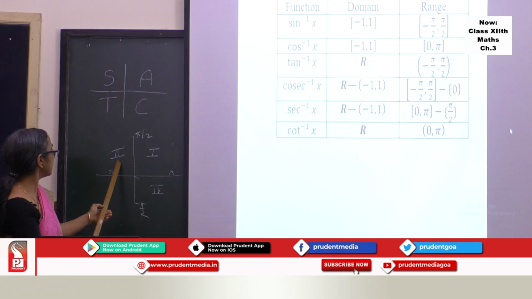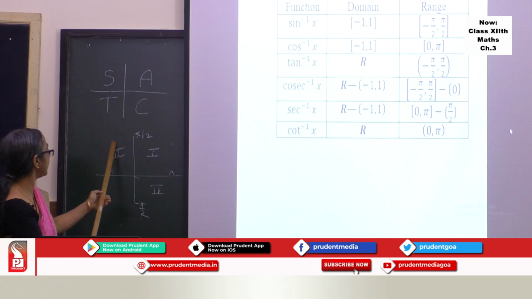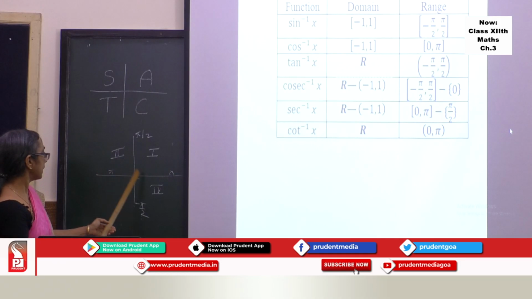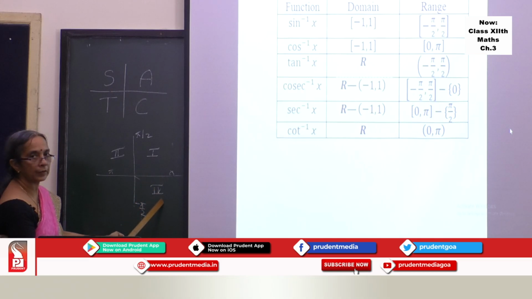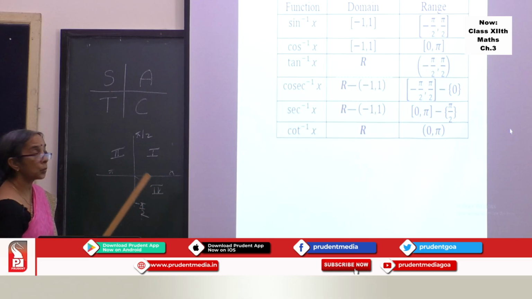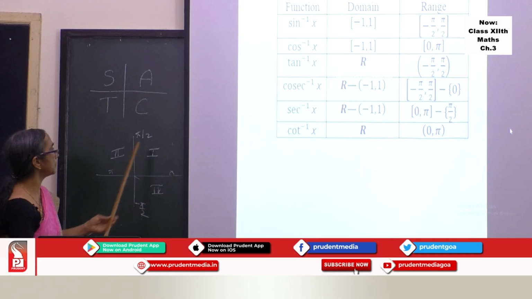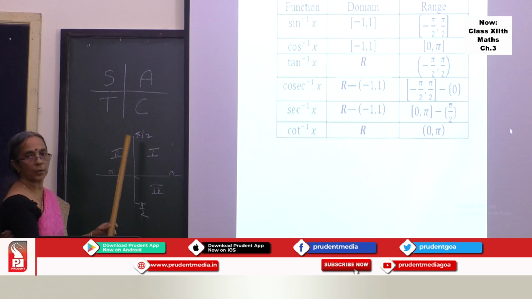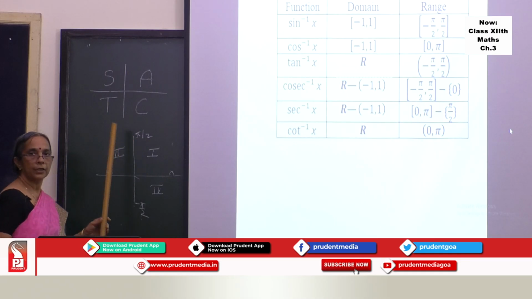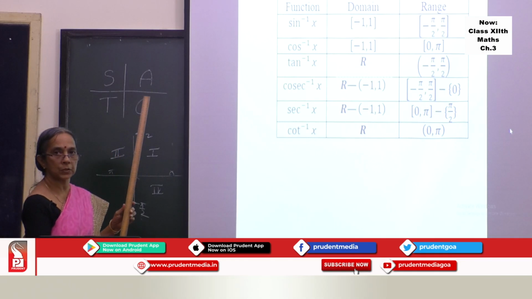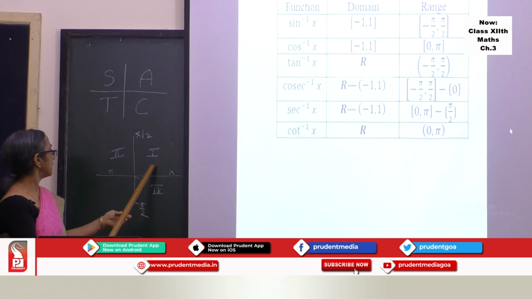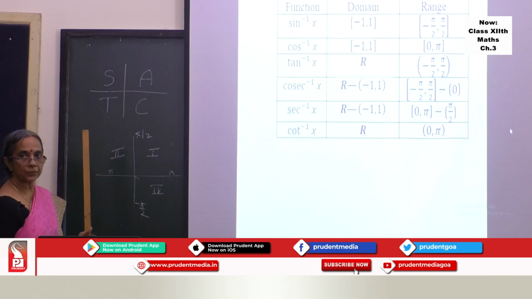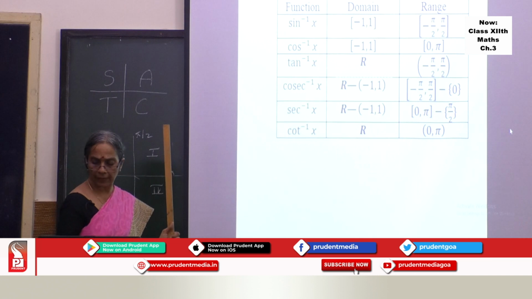So, the problem: cot inverse of a negative value will be an angle in the second quadrant, but tan inverse of a negative value will be an angle in the fourth quadrant, between minus pi by 2 and 0. All positive values are in the first quadrant, so it is very easy to find out. If you know the trigonometric ratios of different angles, you can easily find tan inverse of a positive value.